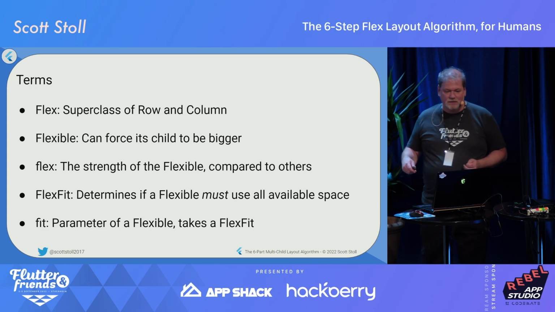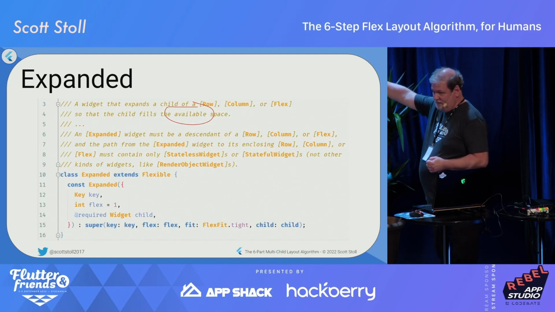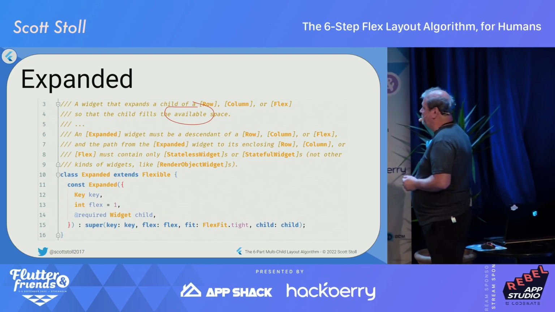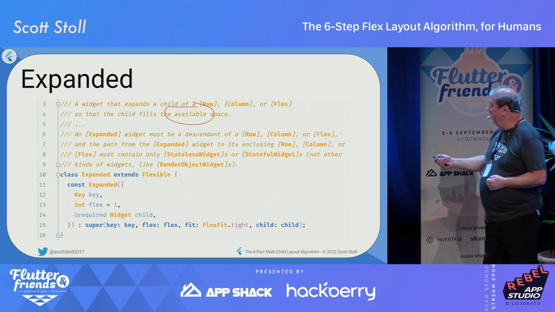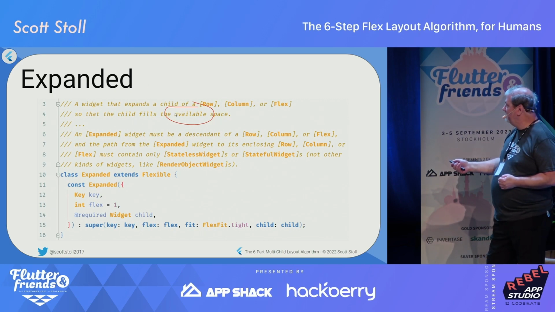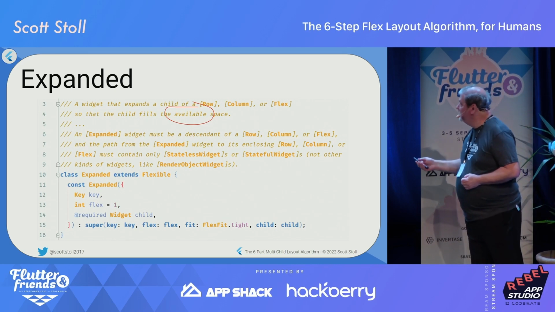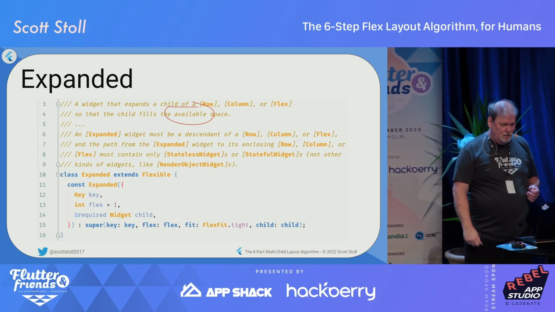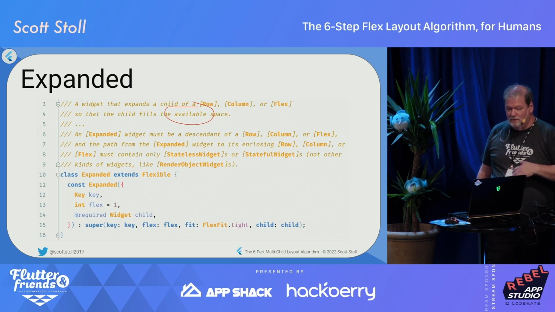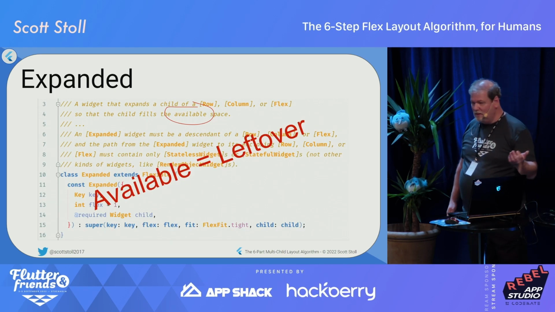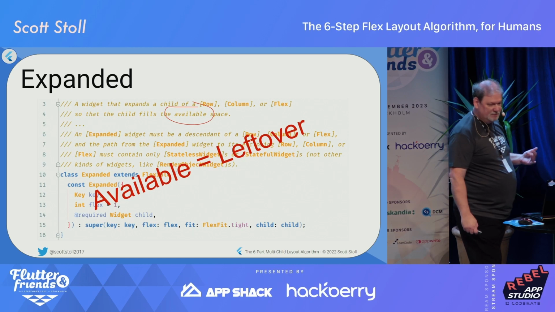So let's take a look at a doc comment for a moment, okay? And right here it says the expanded is a widget that expands the child of a row or column or a flex so that the child fills the available space. Okay, that's not what that button is supposed to do. I don't know where the laser went. Oh well. The available space. Now, let's define available space. Okay. Available is supposed to mean leftover. It's kind of like the food in the fridge, you know, when you get done with that pizza.